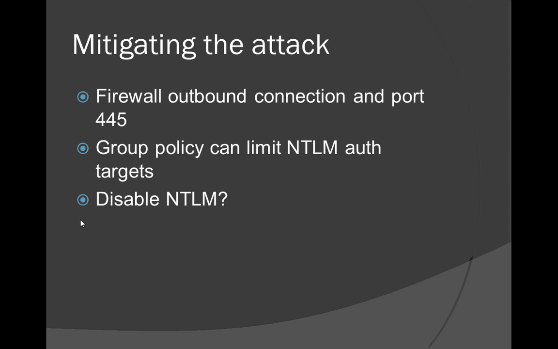So the last thing I'll talk about is how you can mitigate the attack. Firewall outbound connections on port 445. 445 hosts SMB. In Windows group policy, you can limit what NTLM auth targets you can actually authenticate to. And the last one, disable NTLM. If you disable NTLM, it's more secure, because NTLM is pretty easily broken, whether by cracking it or by doing something like this, a different type of attack. But the only problem with that is that in a lot of areas out in the real world, there are legacy systems and legacy machines that need to use NTLM.